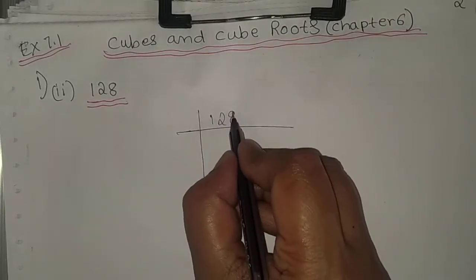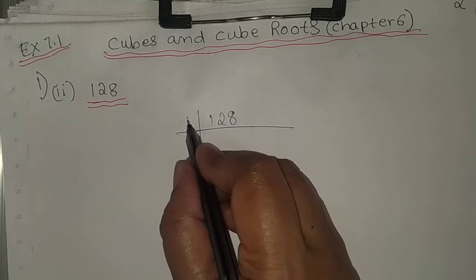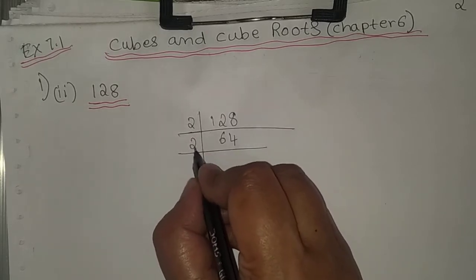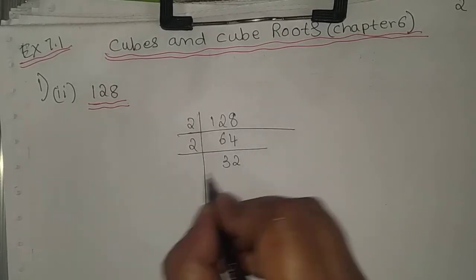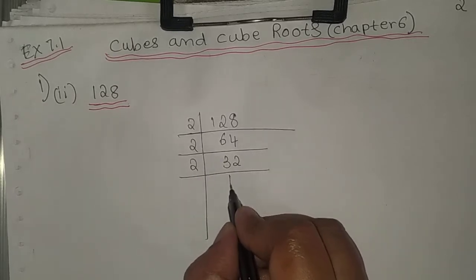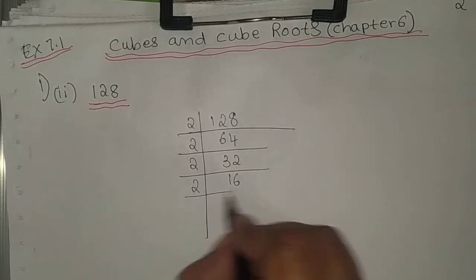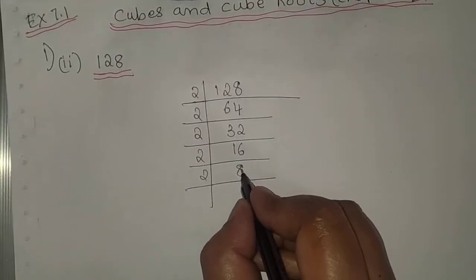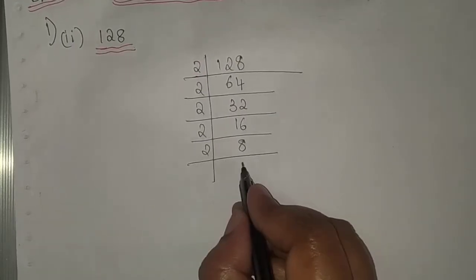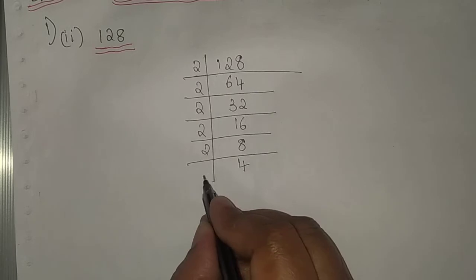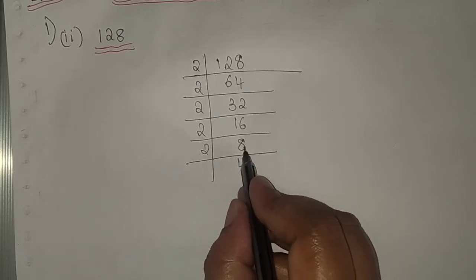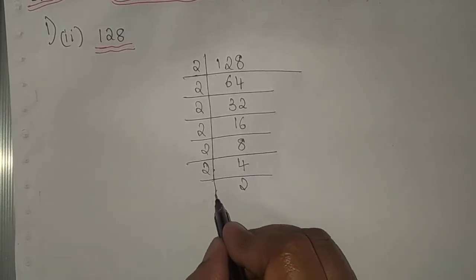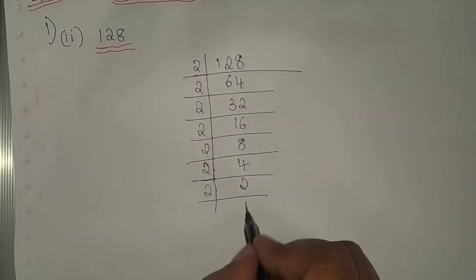So first, again, here in this problem, 2 we will take, 2 into 64 is 128. Again we'll take 2 into 32 is 64. Again 2 we will take, 2 into 16 is 32. Again we take 2, 2 into 8 is 16. Again we'll take 2. Next is 4 is there. 2 into 2 is 4. Again, 4 into 2 is 8. Again we'll take 2 into 2, 4. Finally we'll take 2 ones are 2.